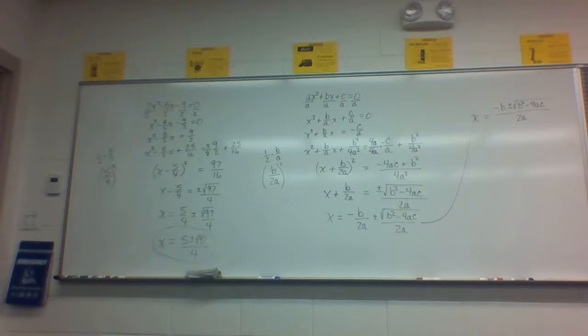A is 1, B is negative 4, C is 13. Here we go. X equals, what's the opposite of B? 4. Plus or minus, what's B squared? 16 minus 4 parentheses. What's A times C? 13. Over, what's twice A? 2. Good job. Okay. Get inside here.